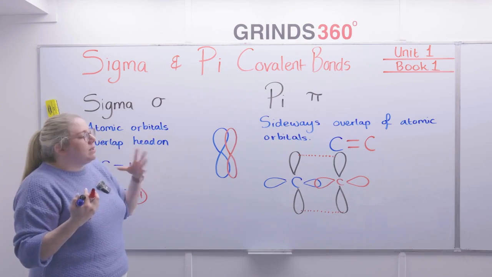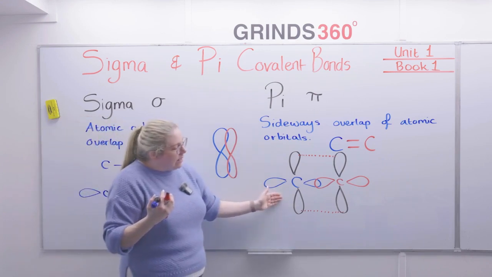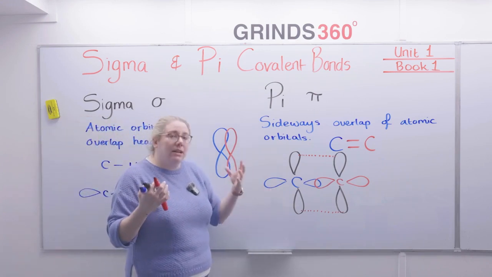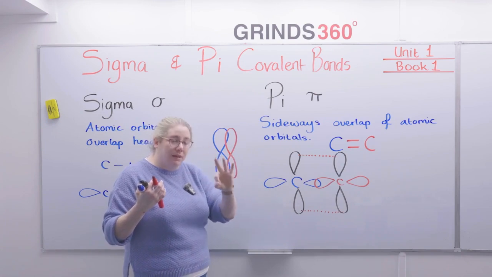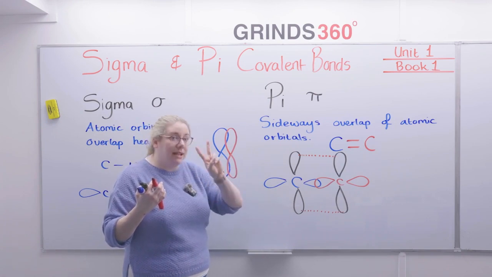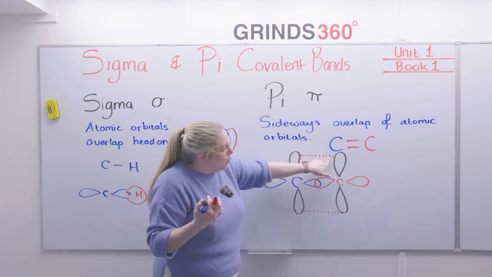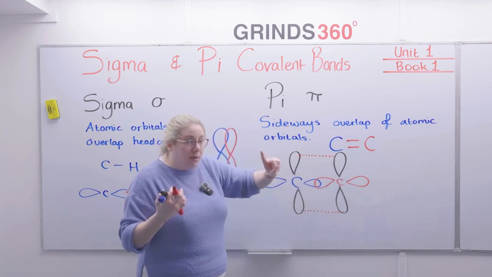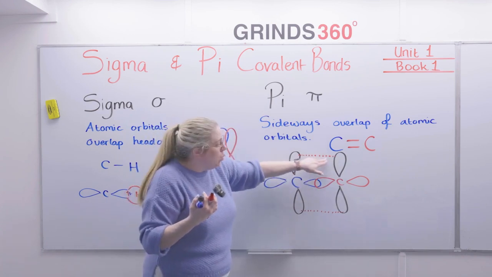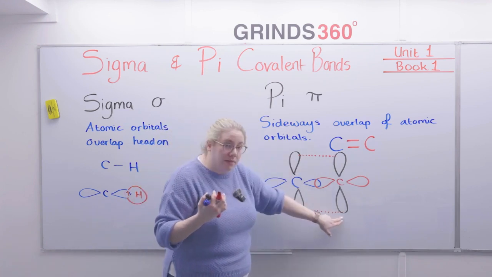Now, this is where students get confused because they see a diagram like this, and to the untrained eye, that will actually look like 3 bonds, but it's not, it's 2. You have your sigma bond here, and then you have one pi bond. One pi bond has 2 overlaps, one on the top and one on the bottom.